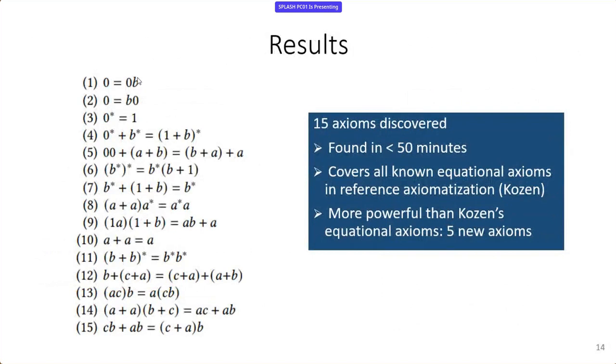Let's look at the results. We discover 15 axioms in the search space with the same size parameters as Kozen's axioms. They cover all known equational axioms from Kozen's axiomatization. But in fact, we discover 5 new axioms that are more powerful than the equational subset of Kozen's axioms.